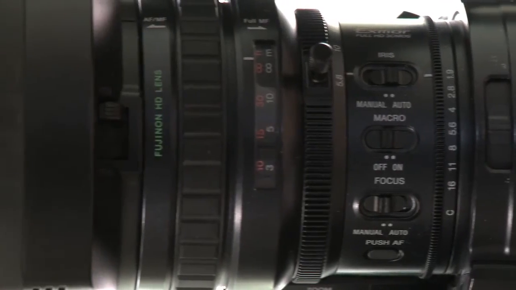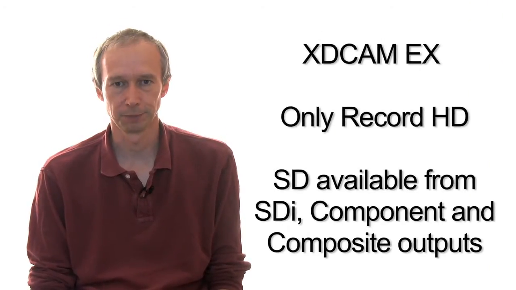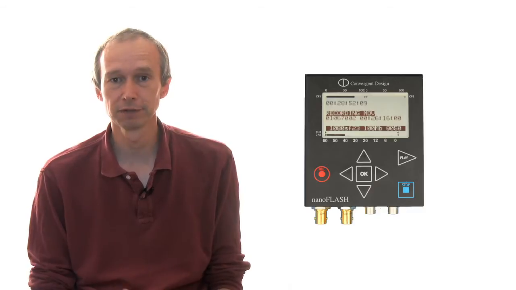Now, another thing with the EX cameras to remember is that they are HD only. The cameras do not record in standard definition. You can get standard definition out of the component or composite connectors, as well as out of the SDI connector. And if you use an external box, such as a nano flash, you could use the camera to output standard definition over the SDI connector and record standard definition on the external box. But the camera itself essentially records HD only.